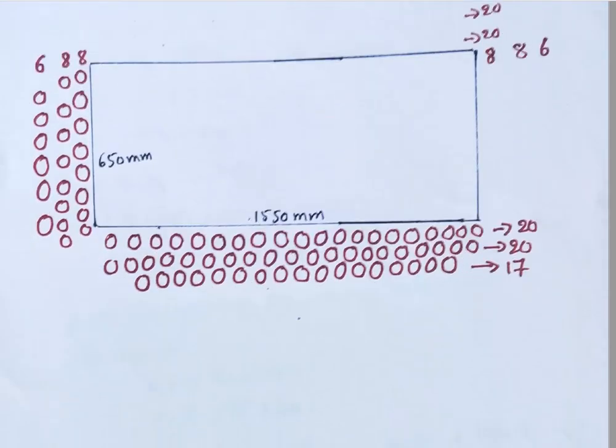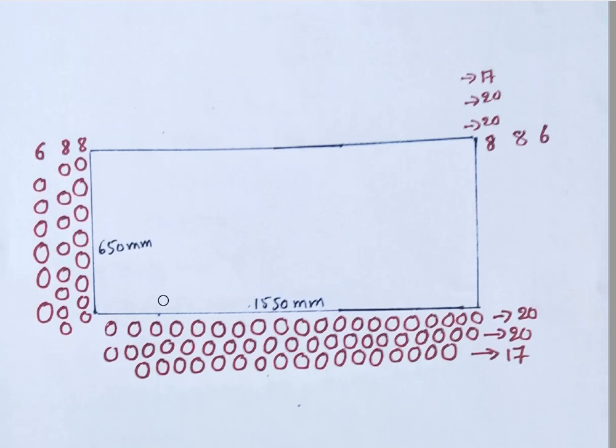So here you can take, lengthwise it is 1.55 meter. If you convert it into millimeter, it is 1550, and the length is 650 mm. So we need to place tubes here and here.